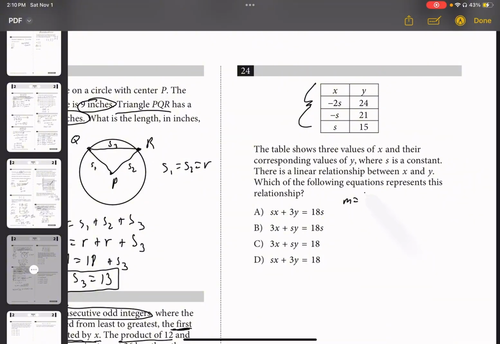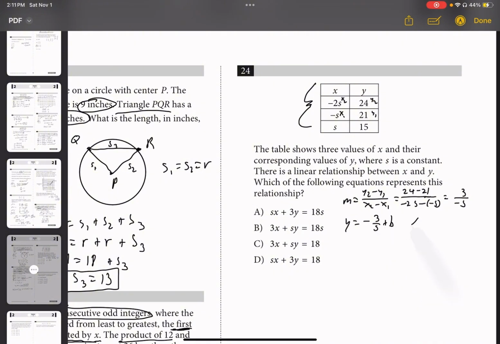So we know m is equal to y2 minus y1 over x2 minus x1, and this is going to be equal to, we'll call this y2, this x2, this y1, this x1, so we get 24 minus 21 over negative 2s minus negative s, and this is going to give you 3 over negative s, so you have y is equal to negative 3 over s x plus b.